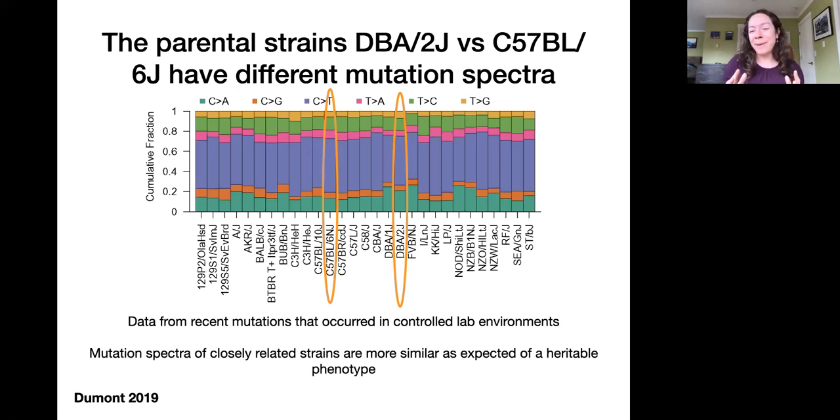Also, what you can see if you look at the similarity in names, and the similarity in spectra of columns that are next to each other, is that the mutation spectra of strains that are more closely related to one another are a bit more similar than random strains. And that's what you might expect if this is some kind of heritable phenotype.